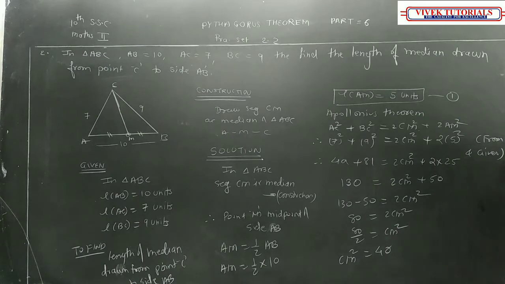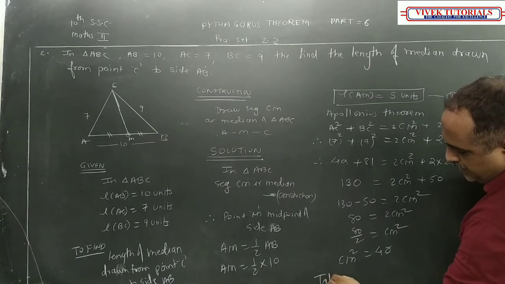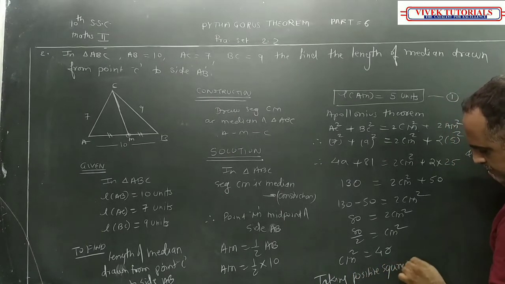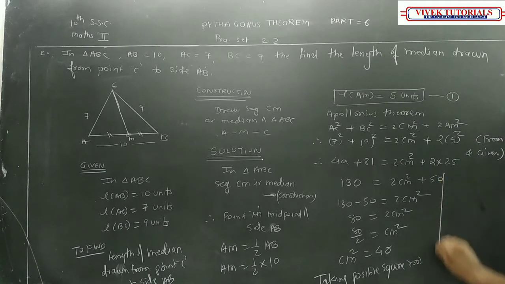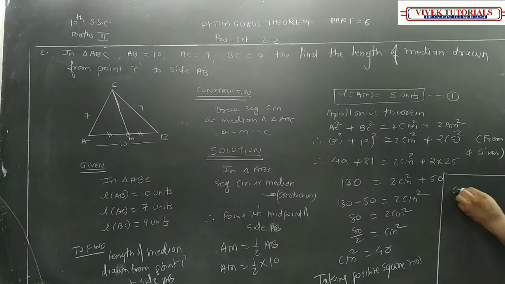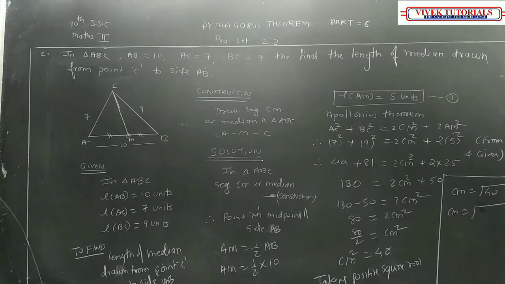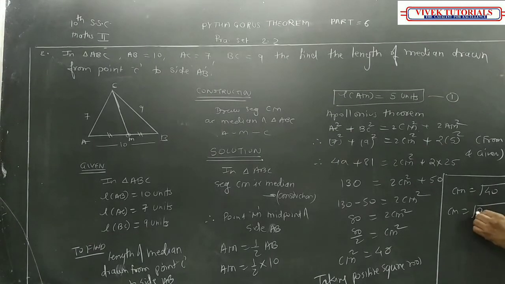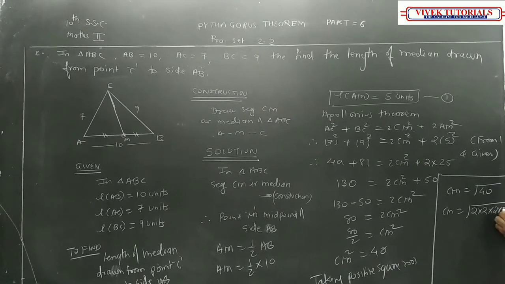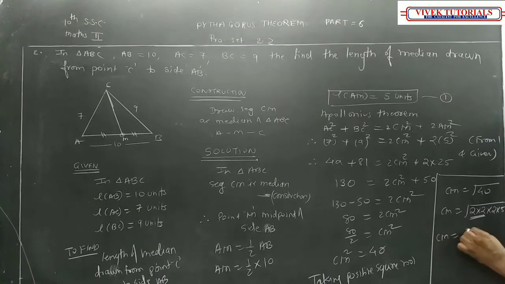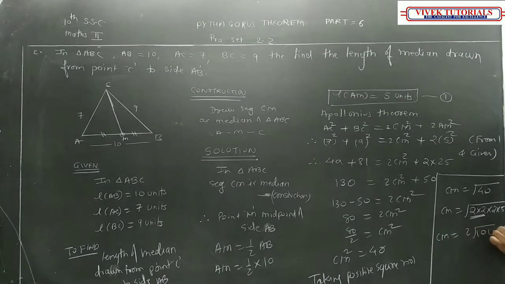Now what you are going to do is take the positive square root. CM is equal to root of 40. So for CM, we can find the factors of it. The factors are 2 into 2 into 2 into 5. Is it right? But only the pair of 2s comes out. So CM is equal to 2 root 10 units.